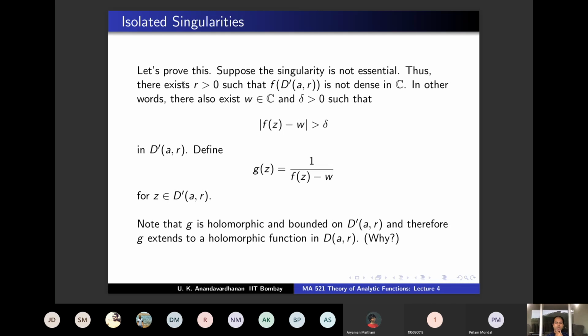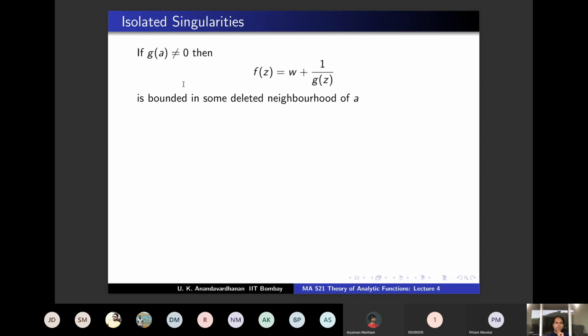G is holomorphic and bounded on D prime A R, and therefore G extends to a holomorphic function. Since this is some neighborhood of A, we can take something compact inside first. Yes, absolutely. G of A is not zero, so in some neighborhood of A, G is not zero.